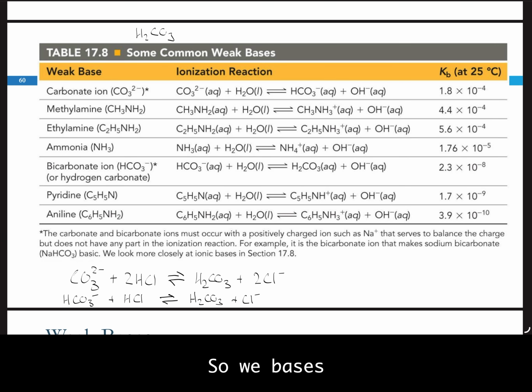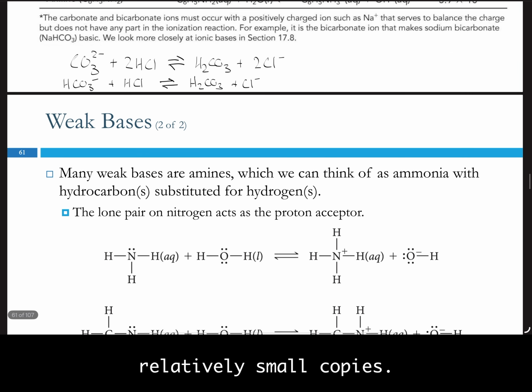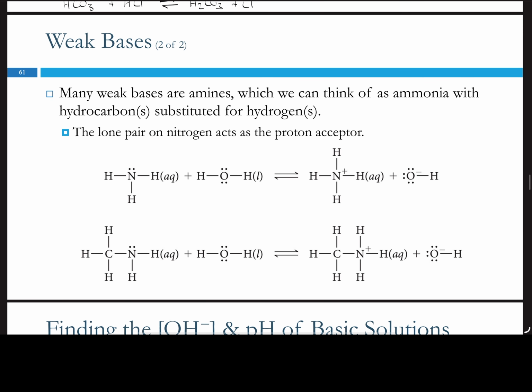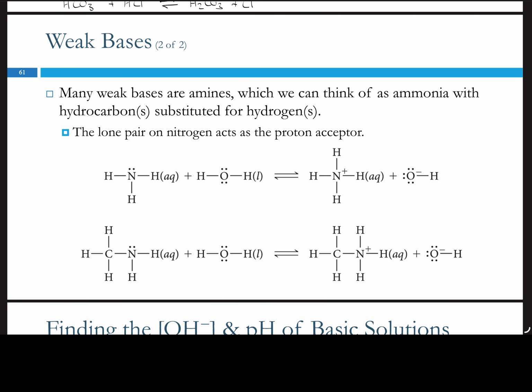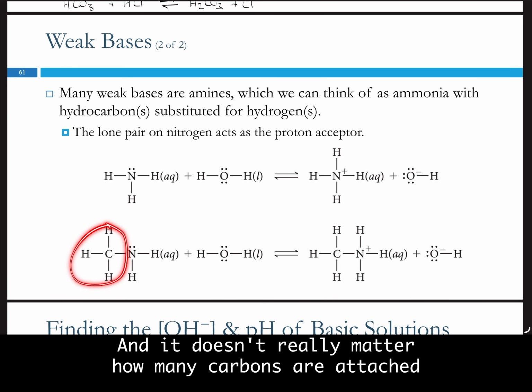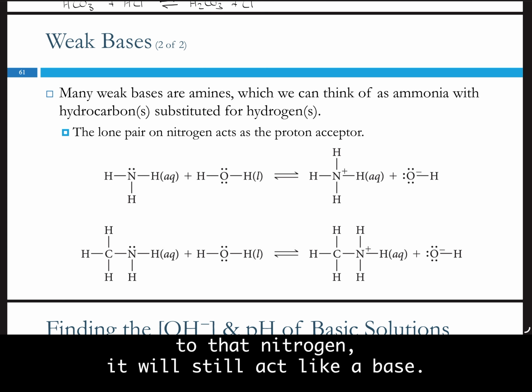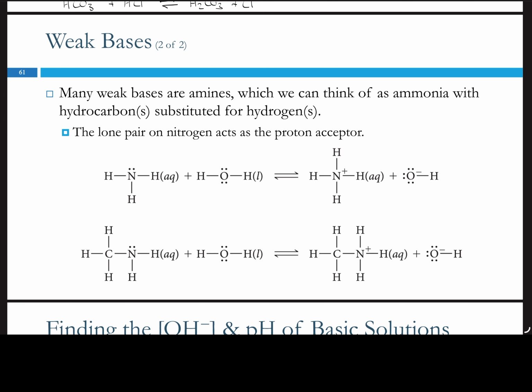So weak bases, relatively small KBs. Again, a lot of these are amines. So they've got nitrogen, which is acting as the base. And it doesn't really matter how many carbons are attached to that nitrogen. It will still act like a base.